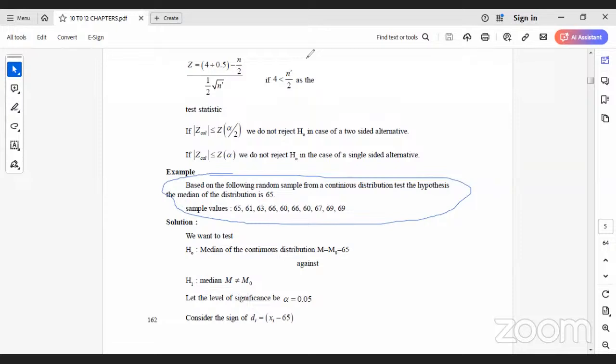Run a sample sign test based on the following random sample from a continuous distribution to test the hypothesis that the median of the distribution is 65. The values are 65, 61, 63, 66, 60, 66, 67, 60, 69, 69. We want to test whether the median of the continuous distribution is 65, with alpha equal to 0.05, where di is equal to xi minus 65.